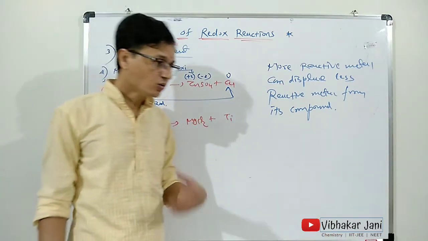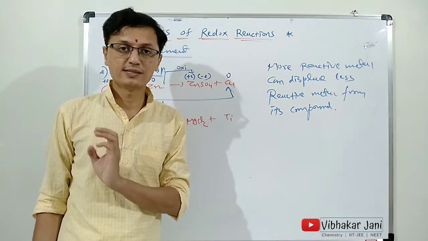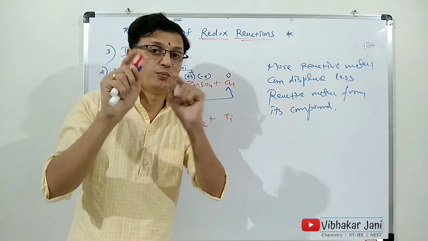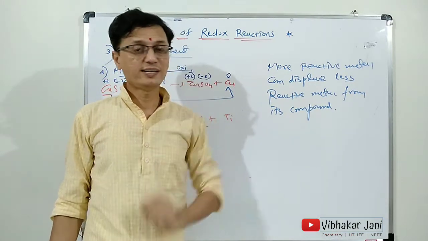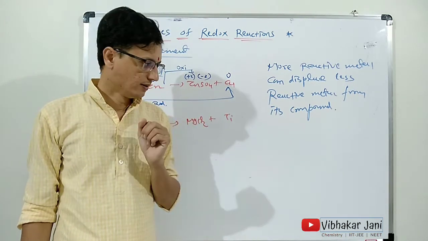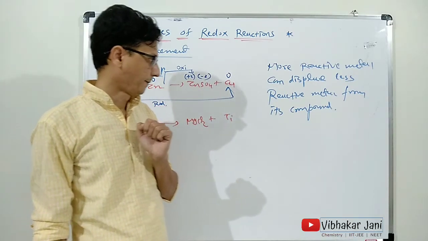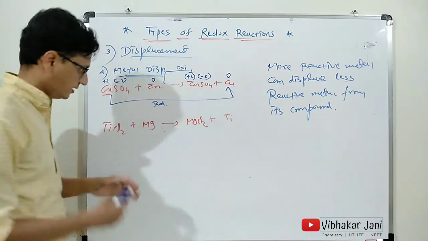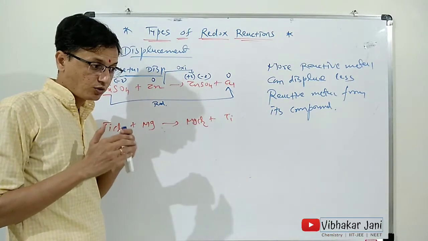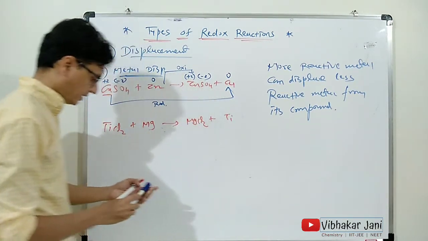But how can we know that this metal is more reactive and this is less? So there is a series of reactivity for metals that you have also learned in your 10th class. We will discuss that. Let me write this series today in front of you, then we will discuss this. So I am going to write the metal reactivity series, that means reactivity of metals in decreasing order. Just watch it carefully.